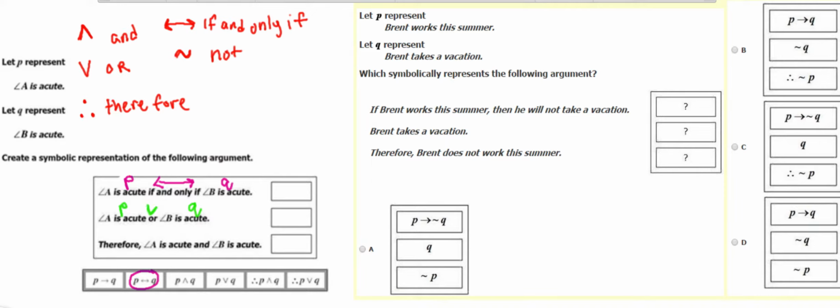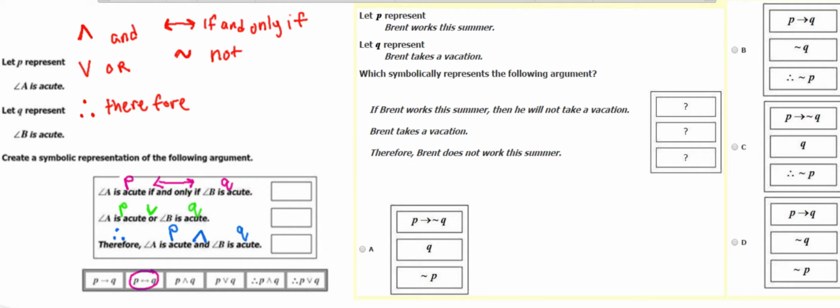The last part, we have therefore angle A is acute and angle B is acute. So therefore represented by 1, 2, 3 dots. Angle A is acute, that is what? P. And angle B is acute. Angle B is our Q, and then in the middle we have and.